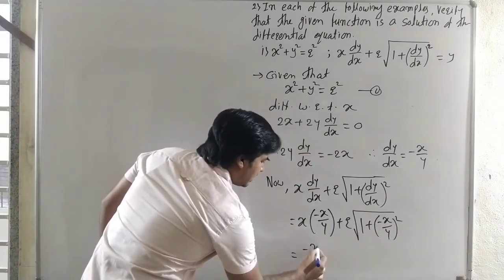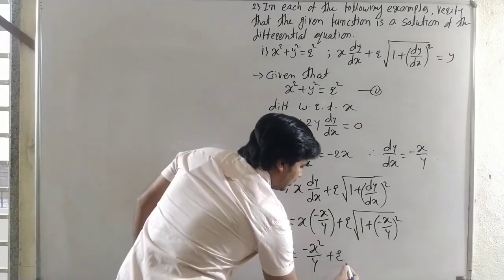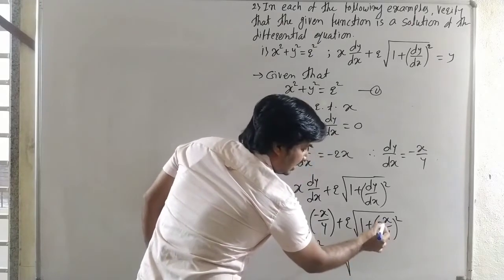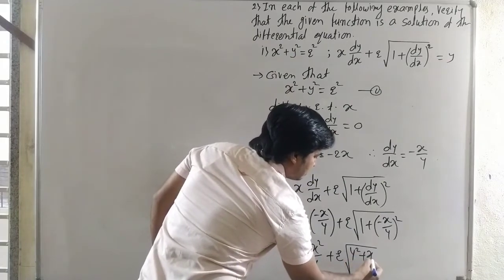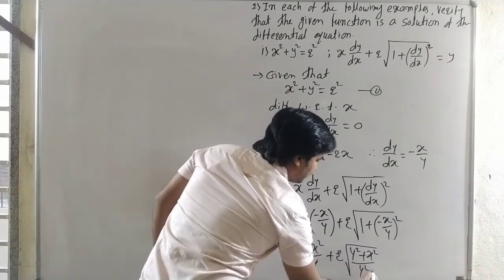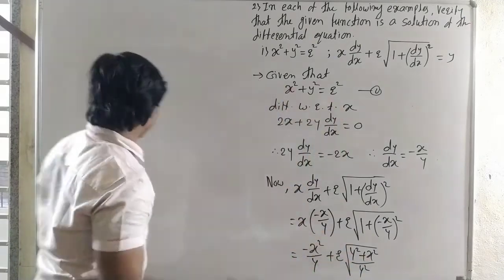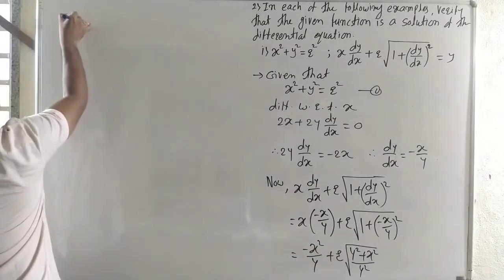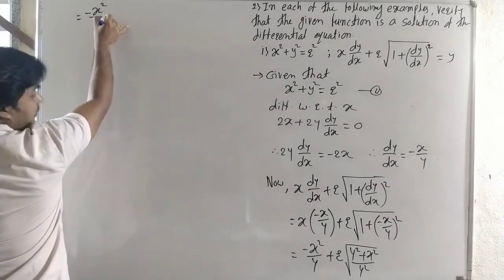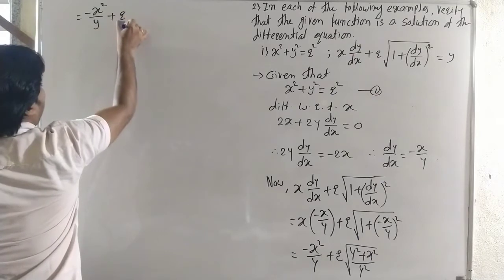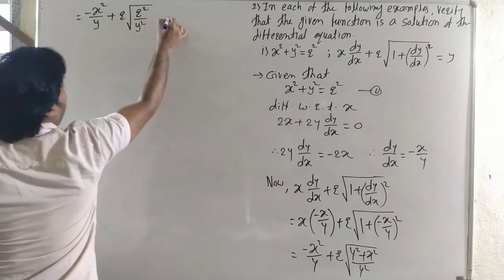Then it is minus x square upon y plus r into the square root of, see carefully the calculation, 1 plus x square upon y square, which is y square plus x square upon y square. And here we know that x square plus y square is equal to r square. Put the value of x square plus y square, then it is minus x square upon y plus r into the square root of r square upon y square.